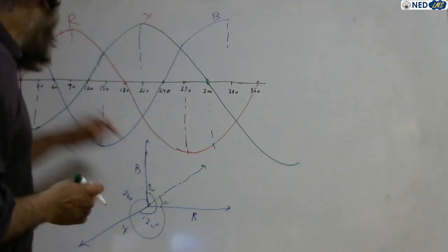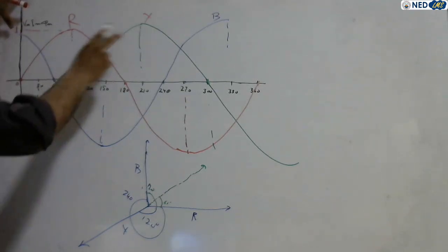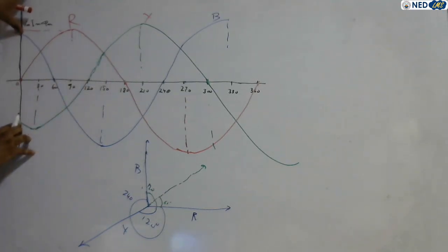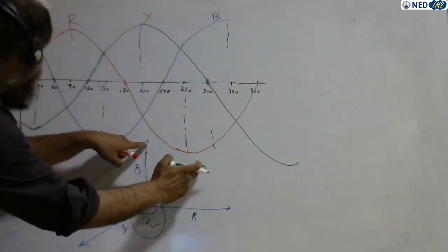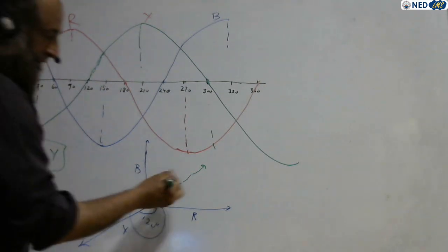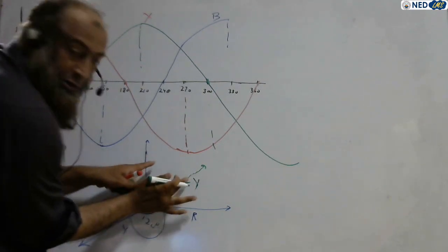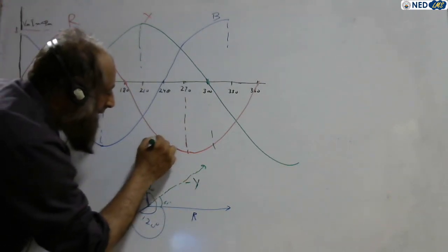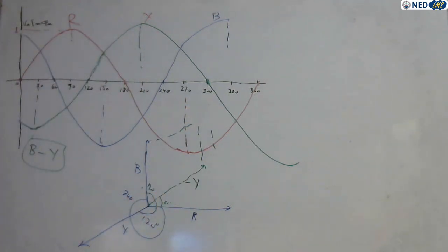So the yellow and blue phases add up at these points. The blue phase is here, and the negative yellow phase is here, meaning B minus Y, right? Blue phase minus yellow phase. So this is minus Y, the yellow phase, and this is positive B. These two vectors are added, right? So the resultant comes over here.